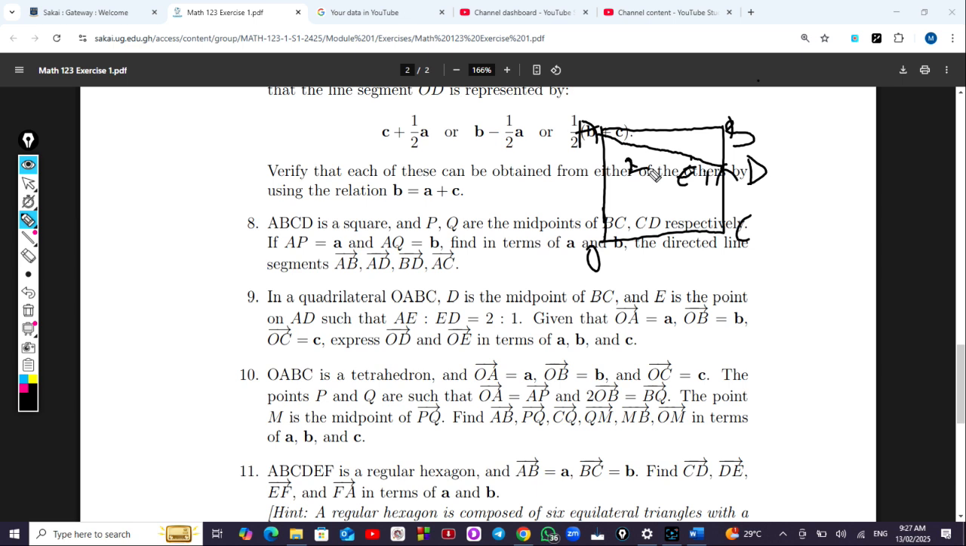Given that OA is represented by A, OC by C, and OB by B. Express OD and OE in terms of A, B and C. So we are finding OD and OE. Okay.